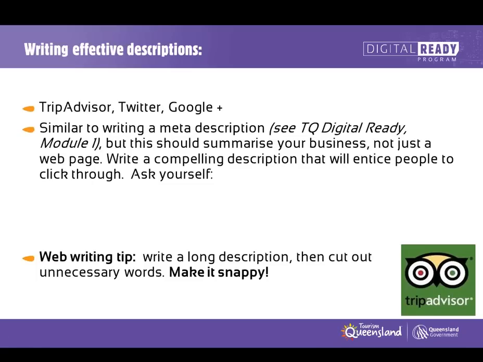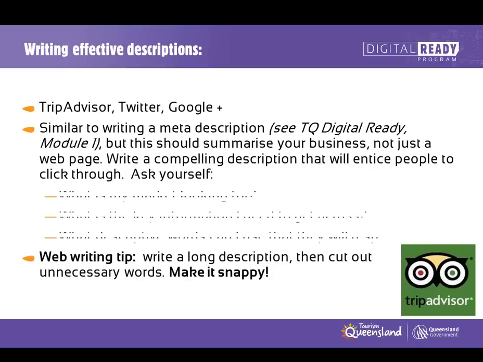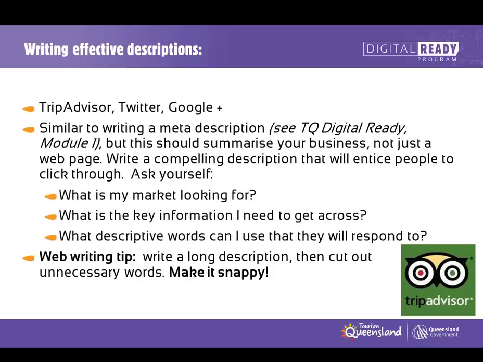Okay. So a little bit quickly about writing effective descriptions for things like describing your company or product on TripAdvisor, on Twitter, on Google+, where you don't have a lot of space and you need to get your message across quickly. Quite similar to writing a meta description, and if you're not familiar with that, have a look at TQ Digital Ready Module 1, but it should summarise your business. So write a compelling description that will entice people to click through. Ask yourself, what's my market looking for? Empathy again. What's the key information I need to get across? What descriptive words can I use that they'll respond to?